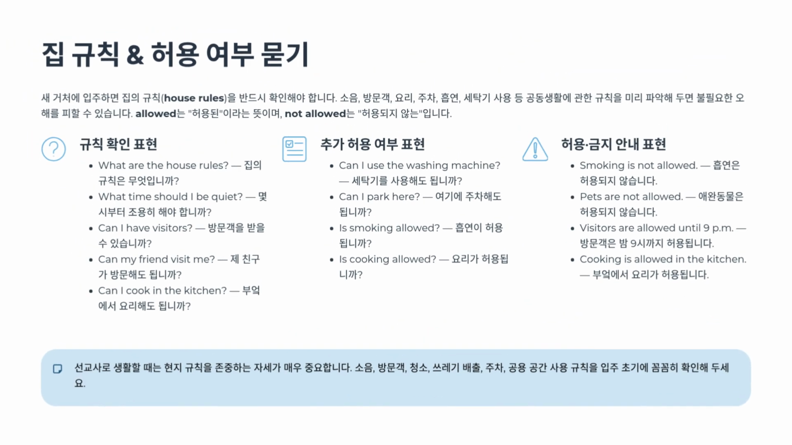House rules should be confirmed with specific questions rather than assumptions. Start with, "What are the house rules?" Then divide the rules into categories. For quiet hours, ask, "What time should I be quiet?" For visitors, ask, "Can I have visitors?" For shared facilities, ask, "Can I cook in the kitchen?" Or, "Can I use the washing machine?"